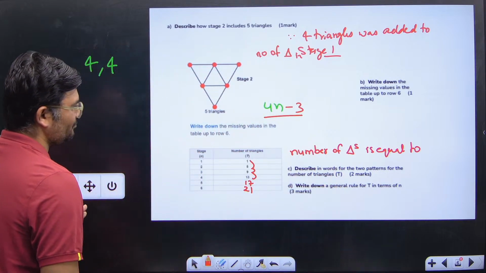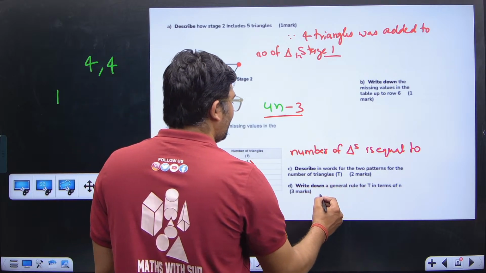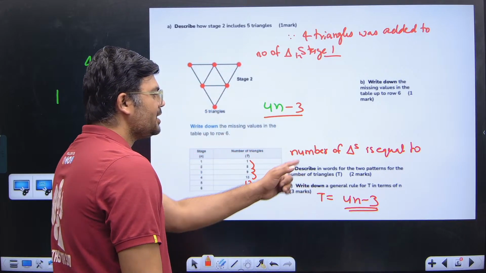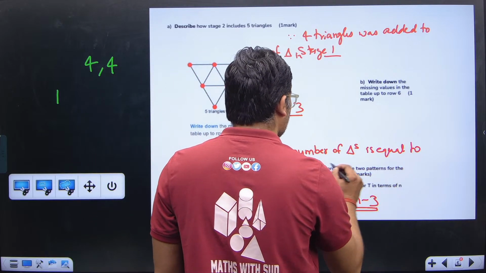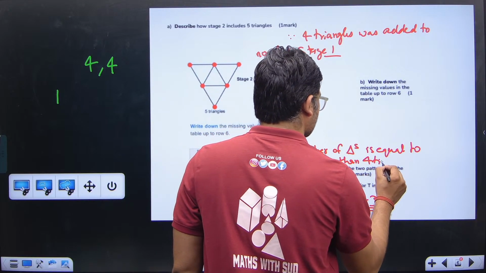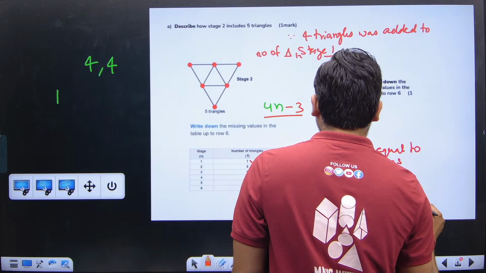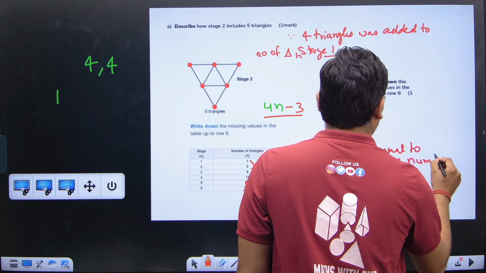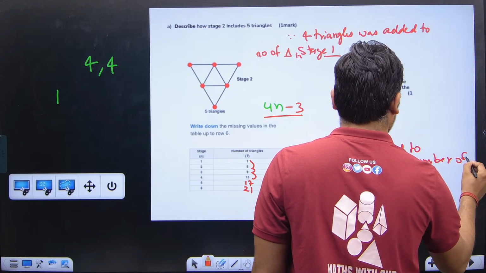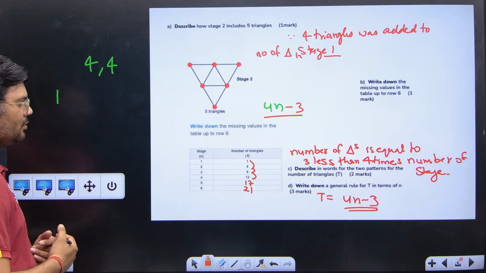Understood? Sure. Yes, sir. Write down the general rule for t in terms of n. So you will write t is equal to 4n minus 3. But describe in words. So you will say number of triangles is equal to 3 less than 4 times the number of stage. Are you getting it? Yes, sir.